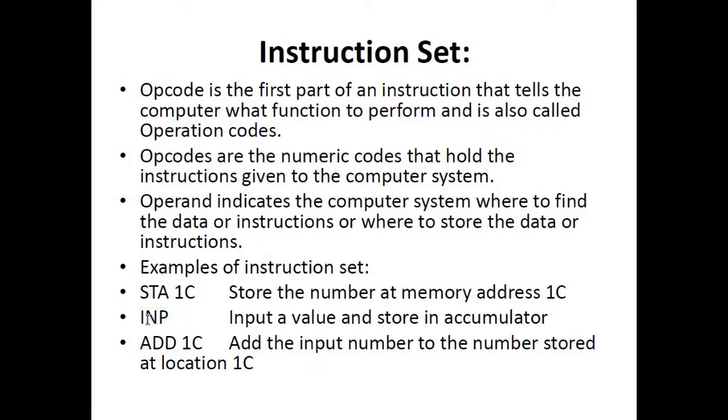INP, now there is no operand. So when there is no operand, it means the computer wants the data to be stored in accumulator. INP, this is the OP code. Input a value and store in accumulator. ADD 1C. Now ADD is the OP code and 1C is the operand. It means add together the inputted number, which is currently stored in accumulator, to the number stored in location 1C, and find the answer.